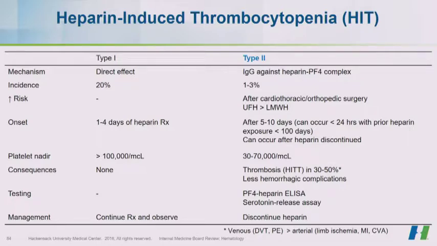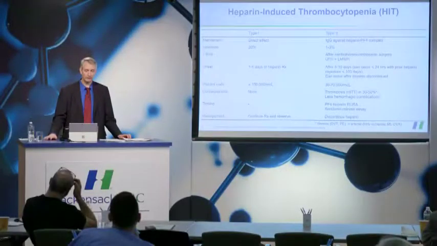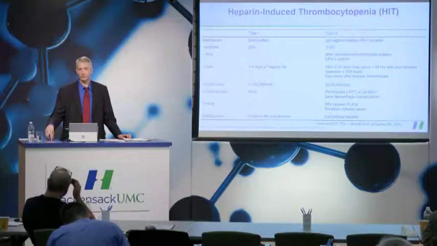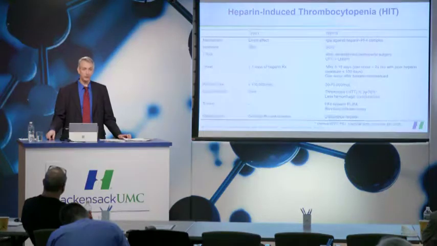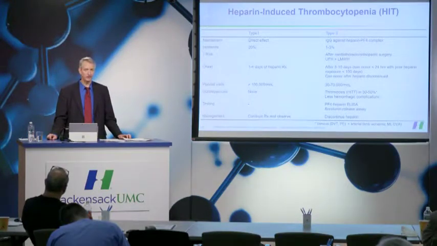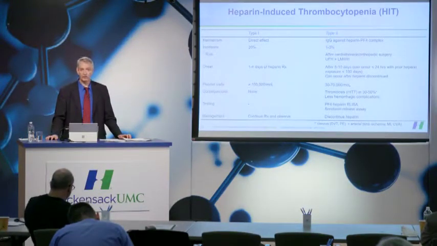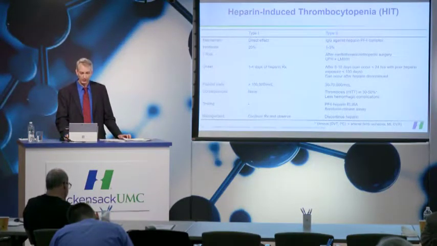One is an ELISA test that will just show you the platelet factor 4 heparin complex. If it's negative, it has a very high negative predictive value, almost 100%. So if this ELISA is negative, you can almost exclude HIT. If it's positive, on the other hand, it doesn't help you much. It's not very good there. So that would mean you have to do the next test, which is a functional assay, the serotonin release assay.